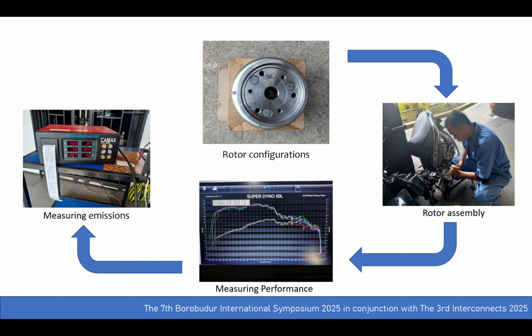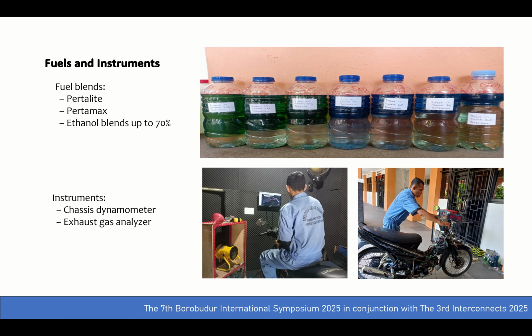The process of this study goes from rotor configuration, then rotor assembly, then measuring the performance and measuring the emission. We conduct this study in the automotive engineering laboratory, and for the fuel we use several blends. The first is pertalite, and then pertamax, and then ethanol blends up to 70%. The instruments are a chassis dynamometer and an exhaust gas analyzer.